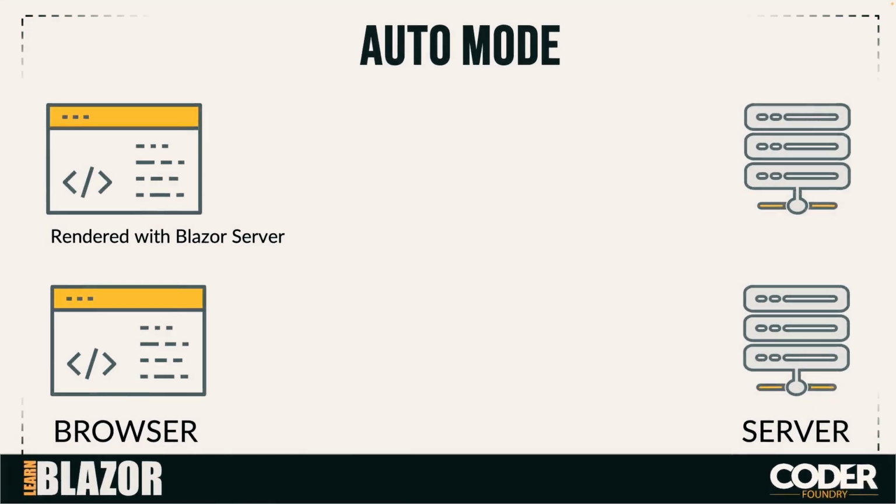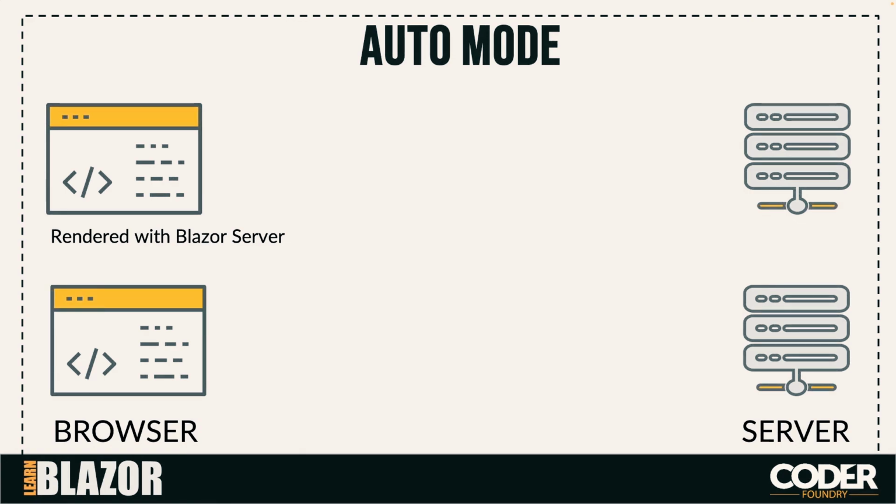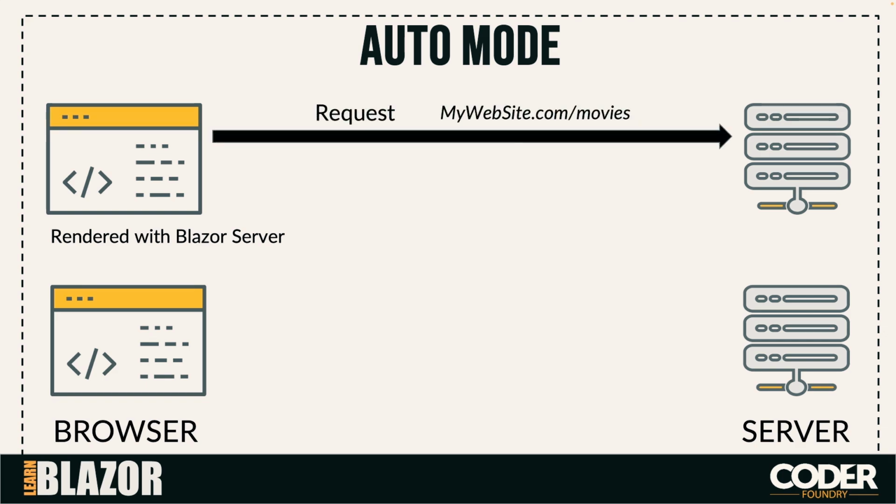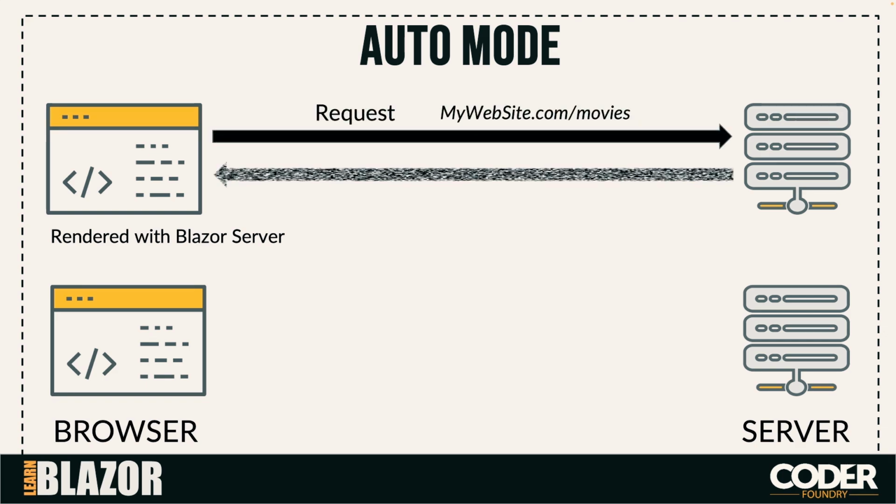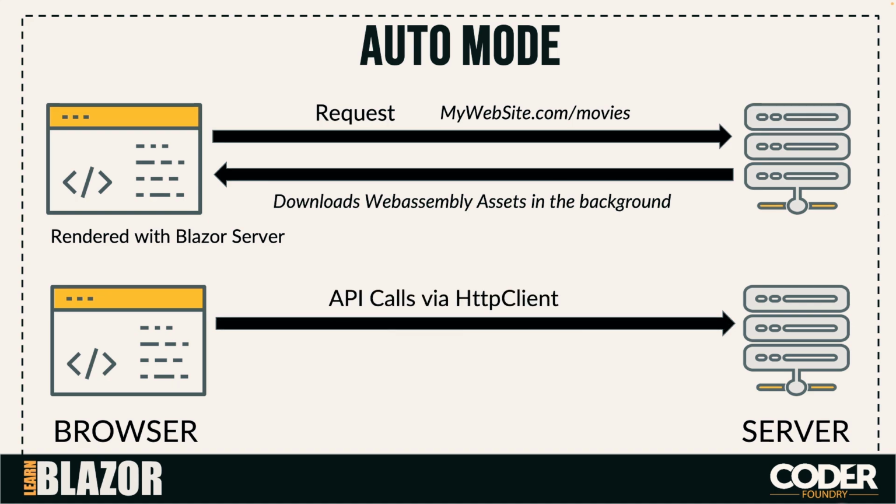And finally, we have auto mode. And I do believe when you talk about how our app's going to get built, how our enterprise is going to adopt Blazor, I think this is the one that they're going to adopt, okay? So the request will go out to movies, and initially it's going to come back with a server-side rendered application.